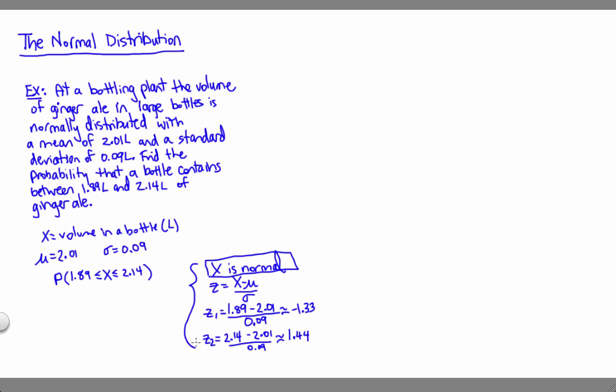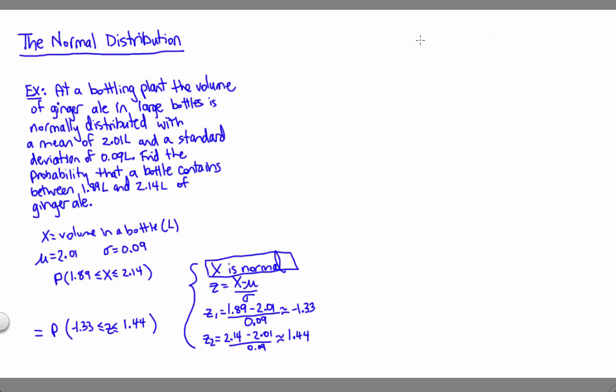So what this allows us to do is change the variable in our probability statement. We're trying to find the probability that X lies between 1.89 and 2.14, and this probability is equal to the probability that Z ranges through the values we've just calculated. So the probability that Z lies between negative 1.33 and 1.44.